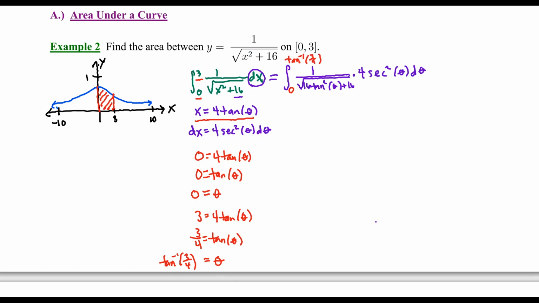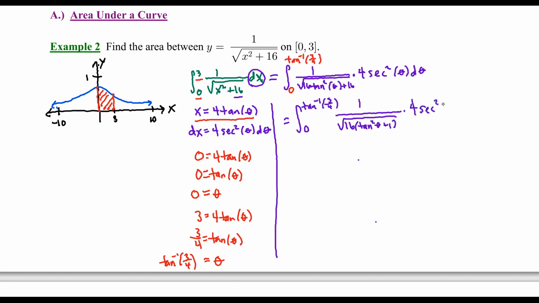Now that those have been knocked out, let's work on our integral. So we have the integral from 0 to inverse tangent of 3/4. In the denominator here, under that radical, we can factor out the greatest common factor of 16, and that's going to leave behind tangent squared theta plus 1. And we still have this factor, 4 secant squared theta d theta. Before we split the radical over each factor, let's apply our Pythagorean identity and recognize that tangent squared of theta plus 1 is secant squared of theta. Then we'll be able to evaluate that radical.